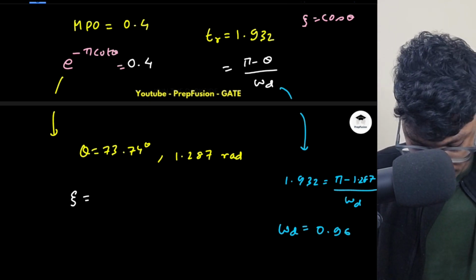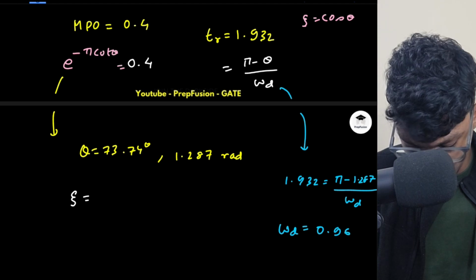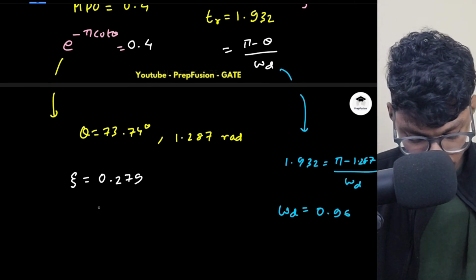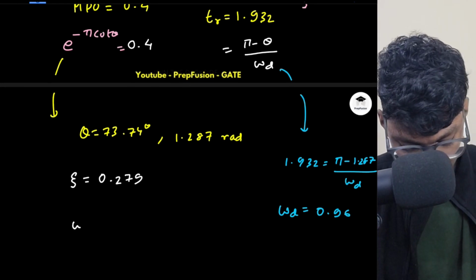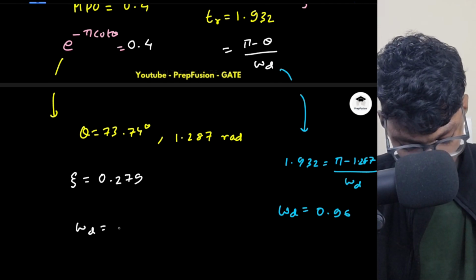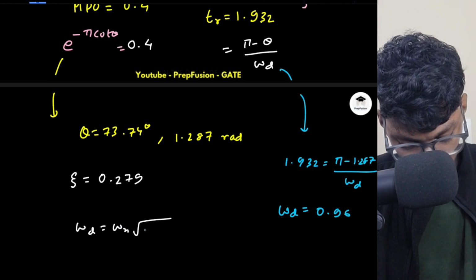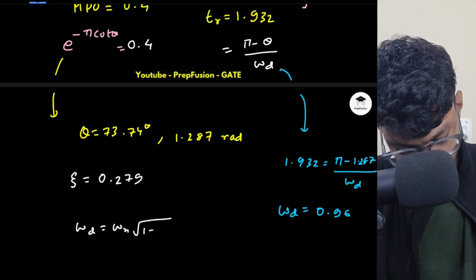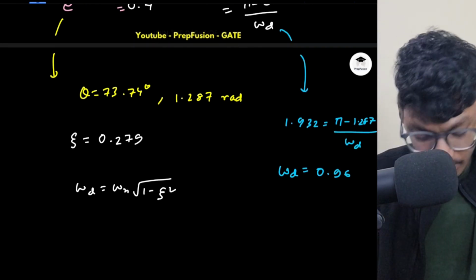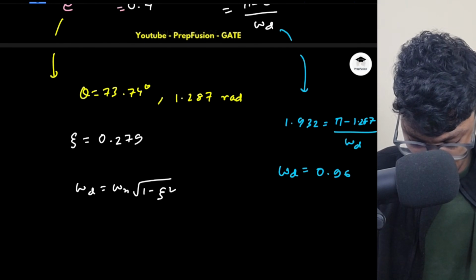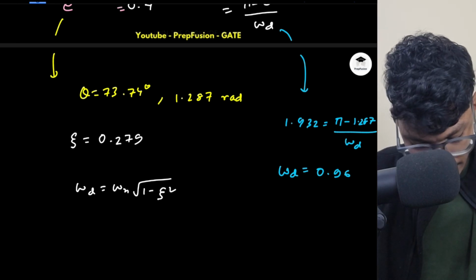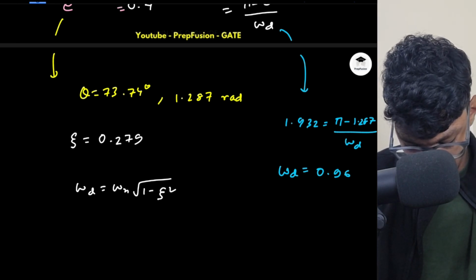Zeta is 73.77 degrees. Cos of this is 0.279. Okay, so can I write my omega n? What is my omega d? Omega d is omega n times root of 1 minus zeta square, or omega n sin theta, whichever one you prefer. So this whole square plus 1 under root and into 0.96.